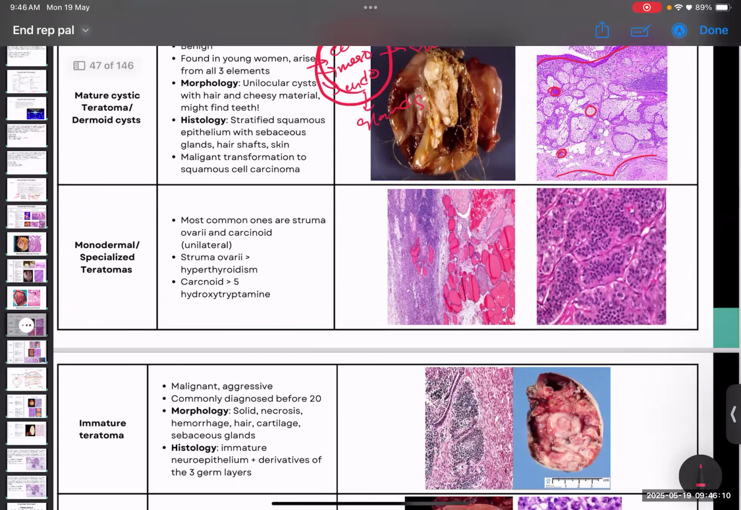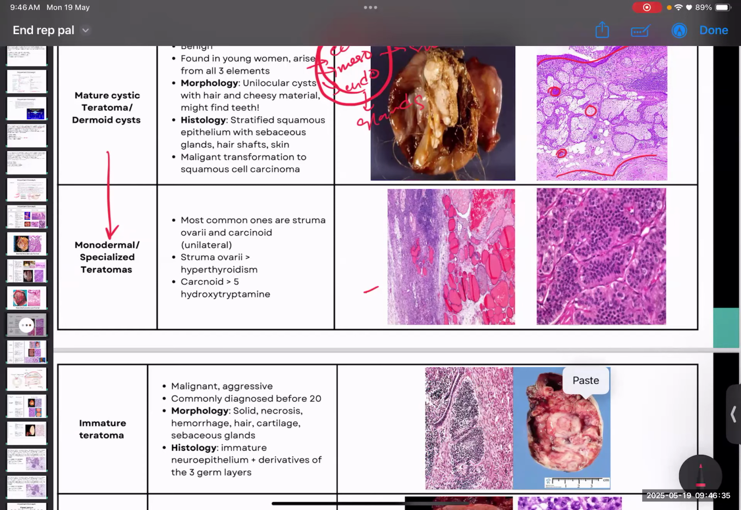And then moving on to monodermal or specialized teratomas. Okay, so this is like an extension of your dermoid cyst, but it's only from 1 layer. So you have the struma ovarii, and then you have the carcinoid tumor. So struma ovarii is basically the one that's kind of resembling the thyroid gland, and it has the thyroid follicles which secrete T3 and T4. So you will have symptoms of hyperthyroidism in those scenarios.